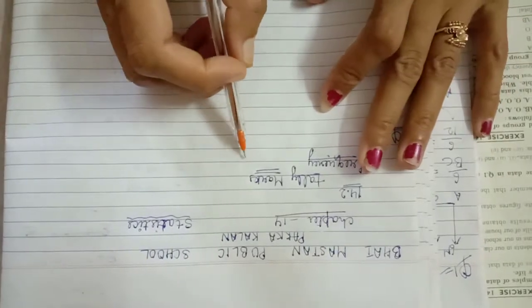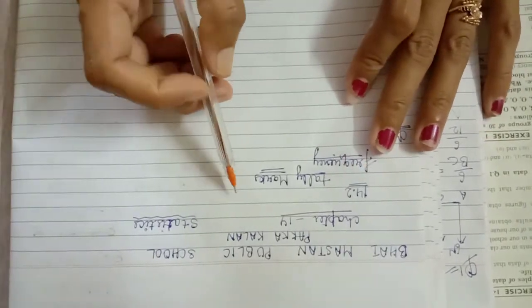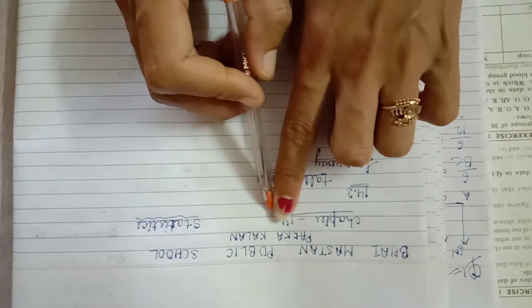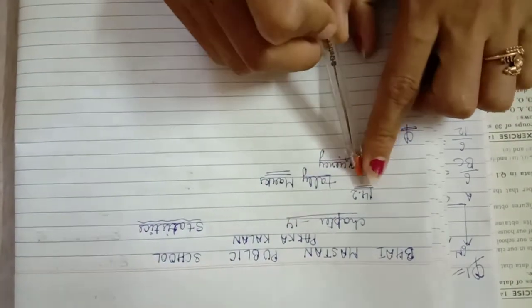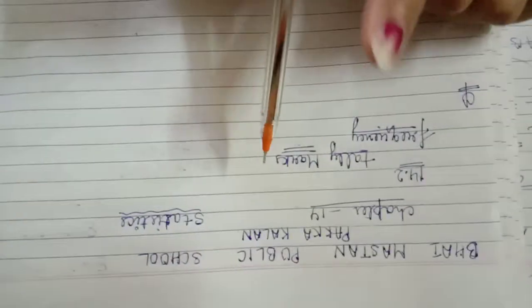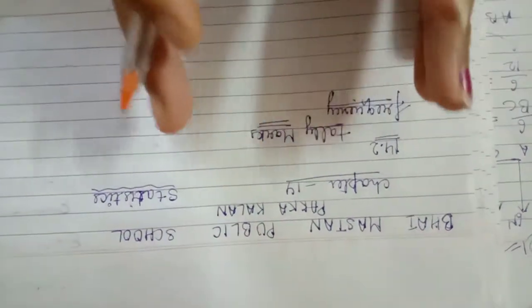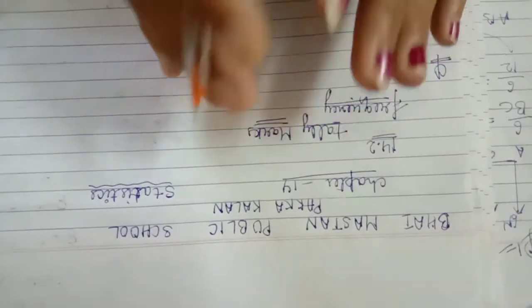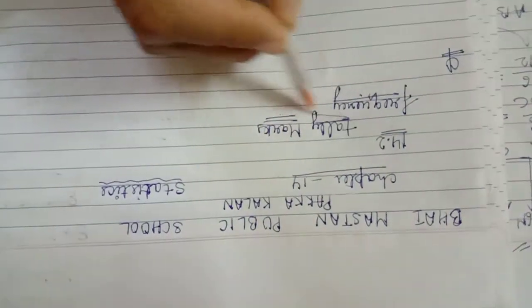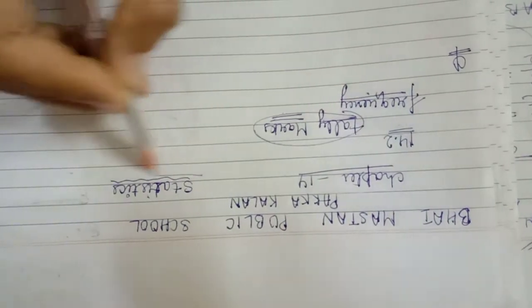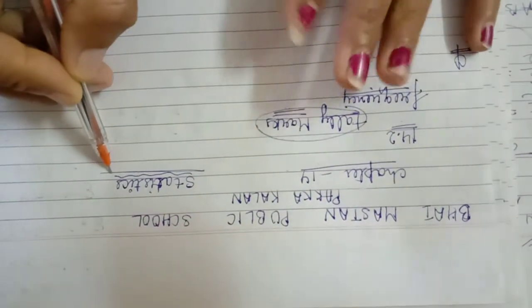Good morning, students. Now we are going to do our chapter 14 and exercise 14.2 and 14.3. That we are going to discuss in this class. And this chapter is based on tally marks. Chapter name, you usually know, is statistics.